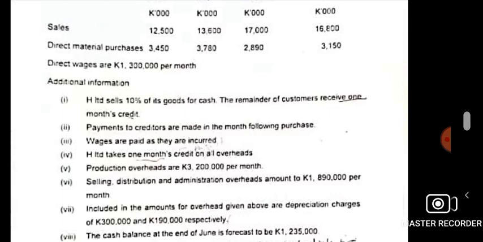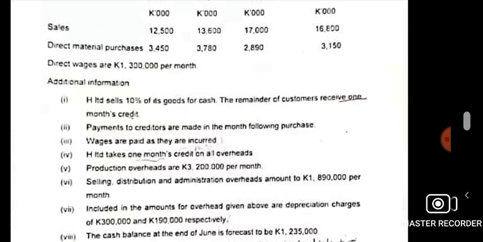What do they mean by that statement? Meaning, let's say they've got sales in June. When will they show the other portion that was on credit? In the following month. That's what they mean by 1 month's credit. If you buy in June, you will pay when? The next month, July. That's what they mean by 1 month's credit.